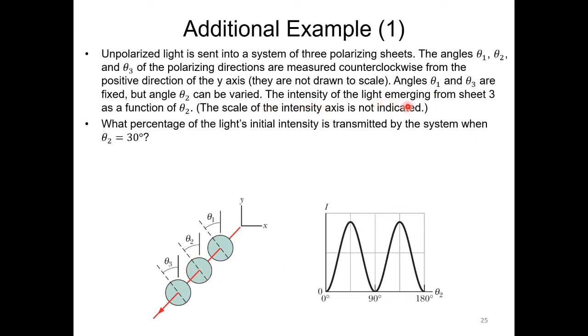The intensity of the light emerging from sheet 3 is shown as a function of theta 2. The scale on the intensity axis is not indicated. What percentage of the initial light intensity is transmitted by the system when theta 2 is 30 degrees? So first of all, we need to know what theta 1 and theta 3 are.